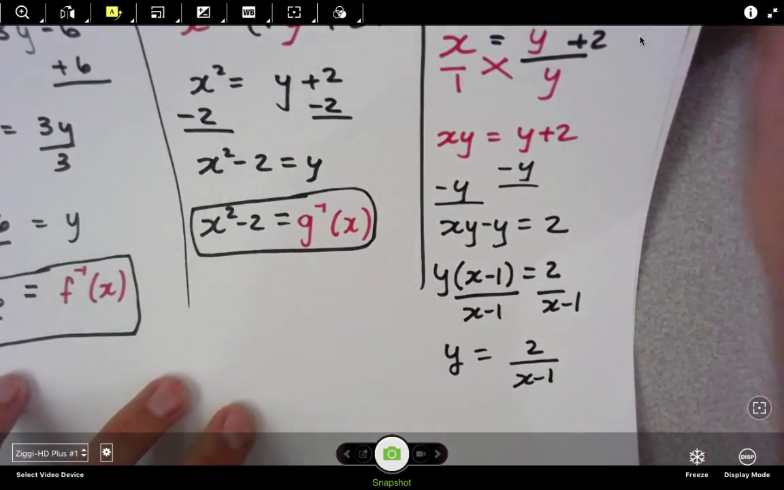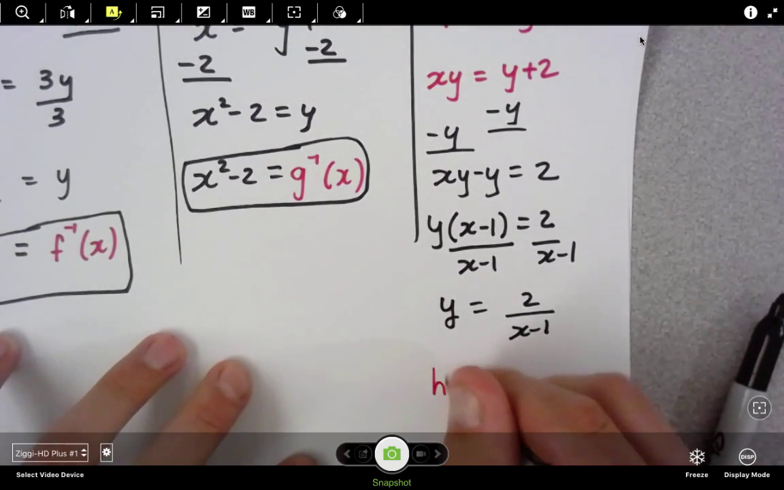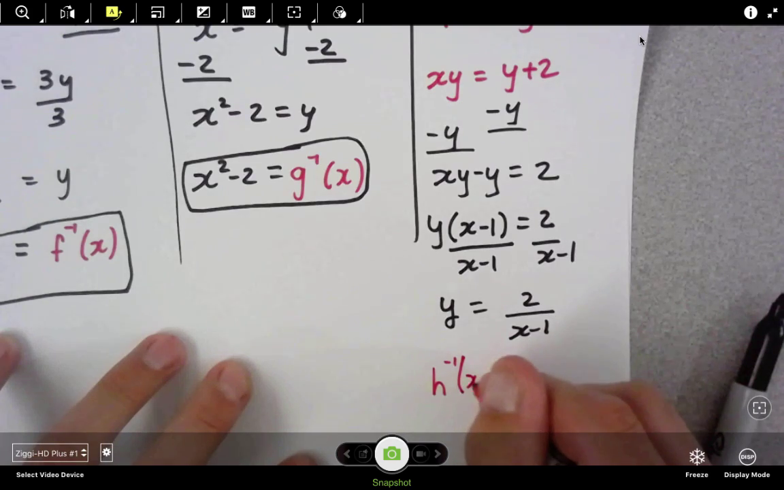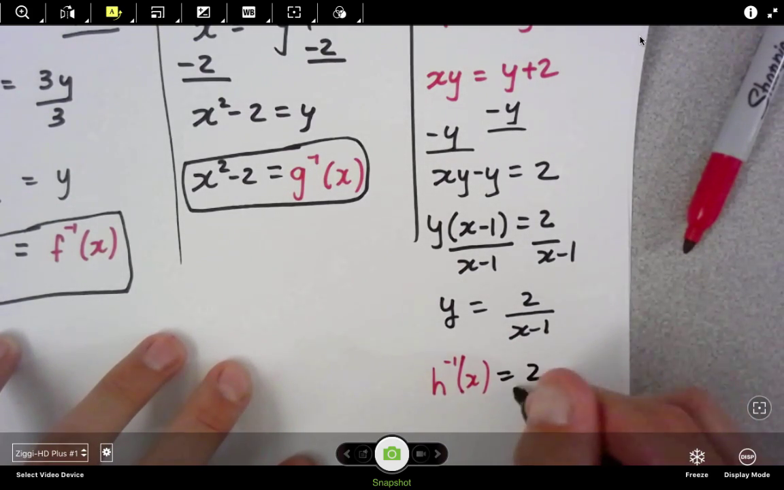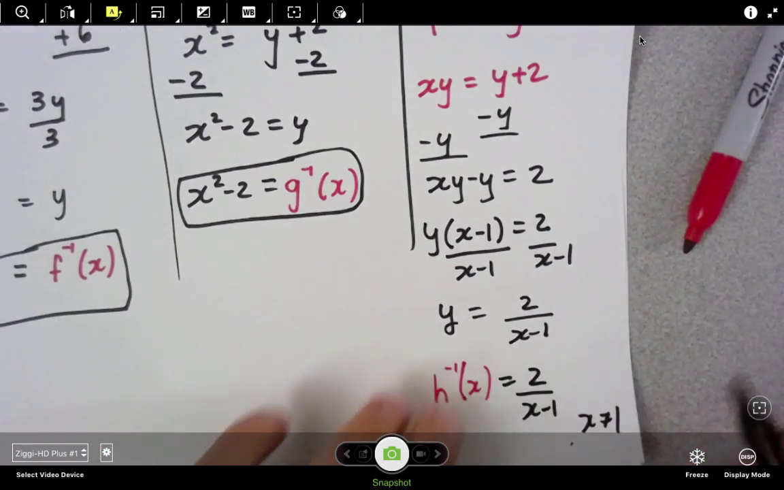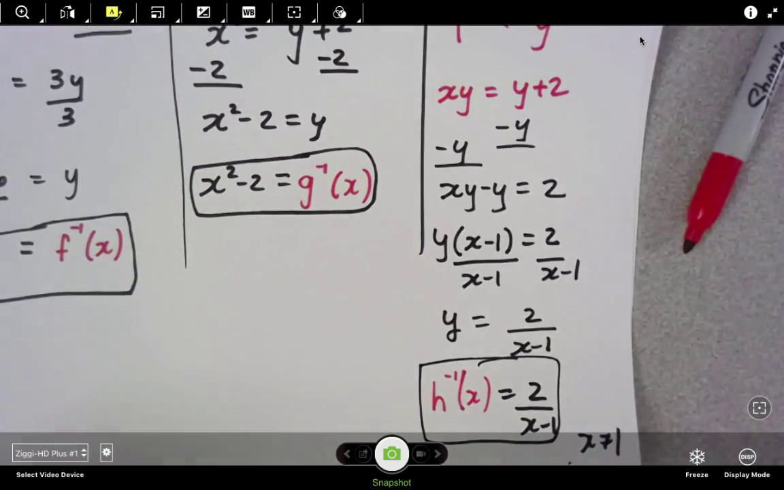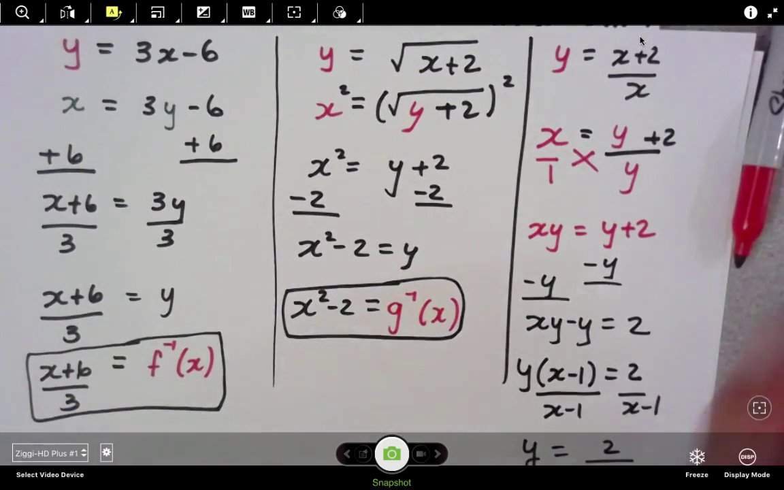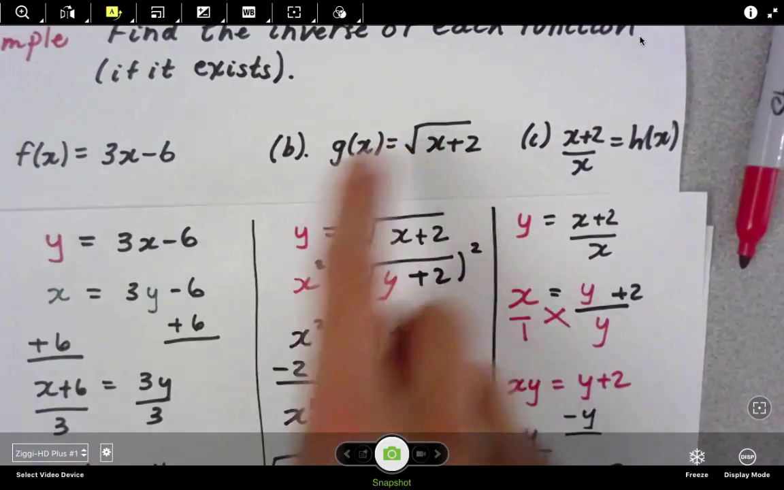And now we replace y with our inverse. So it was h, so it's h inverse of x, and that's going to equal 2 over x minus 1. Obviously, x cannot equal 1 there. So there's that inverse. Those are 3 examples of how to find inverses of functions algebraically. Again, if they exist, you need to pass the horizontal line test.